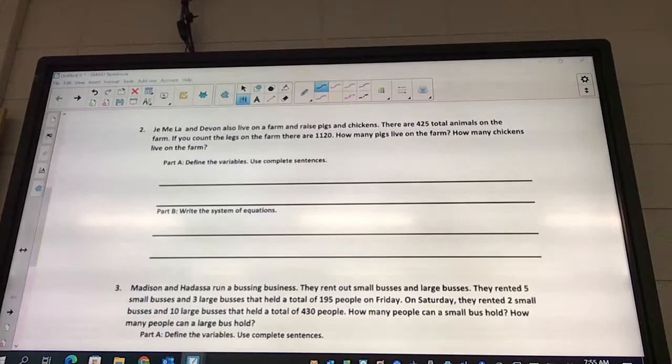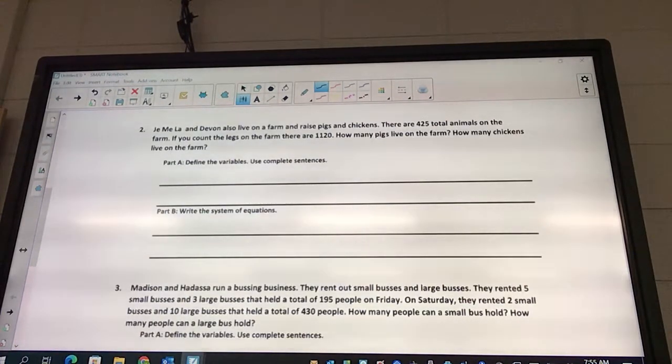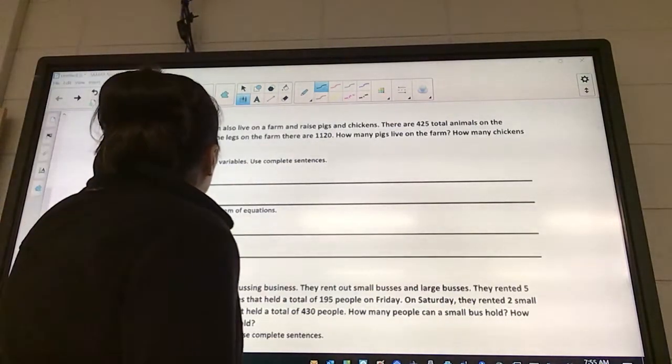Okay, Jimmy Law and Devin also live on a farm and raise pigs and chickens. There are 422 total animals on the farm. If you count the legs on the farm, there are 1,120. How many pigs live on the farm and how many chickens live on the farm? So what is one of the variables we can use? P and C. We could say P and C.